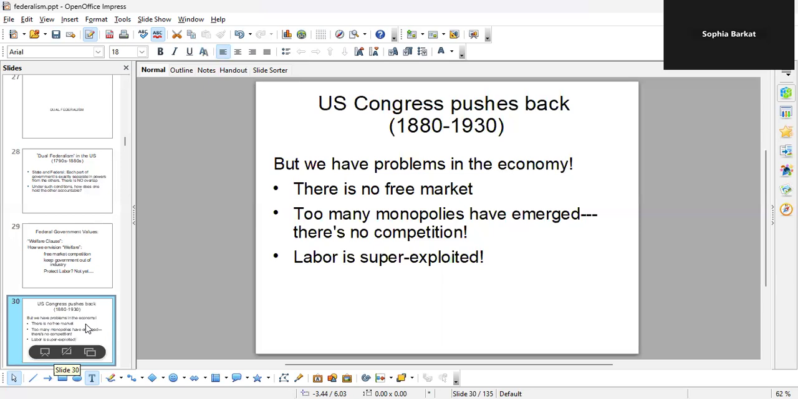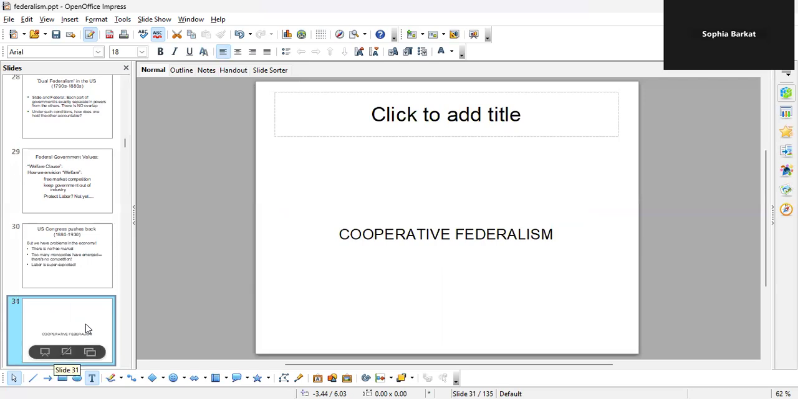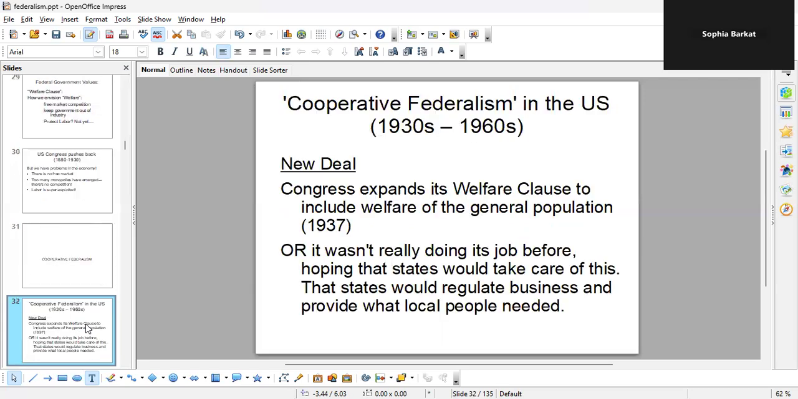So the US Congress is saying, look, we have problems in the economy. There is actually no free market. We have too many monopolies and there's no competition. And labor is being super exploited. And so they passed certain laws and we saw that, right? In the era of cooperative federalism, we get the New Deal. It starts with the New Deal.